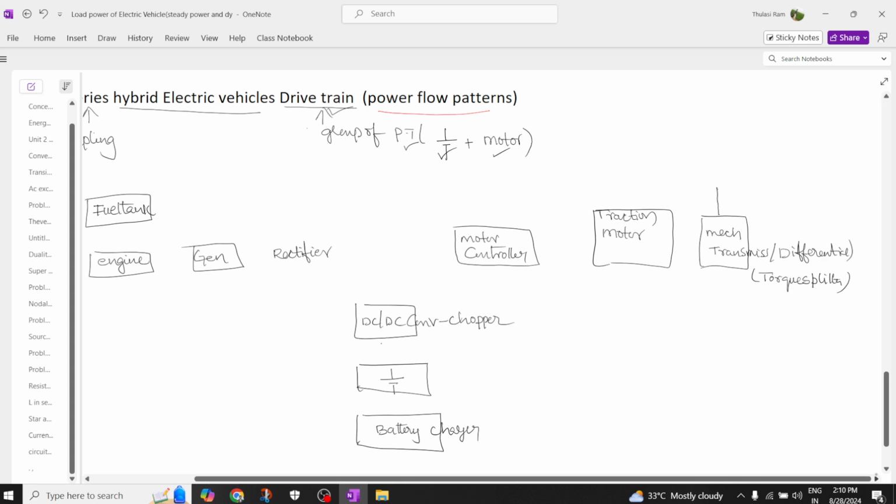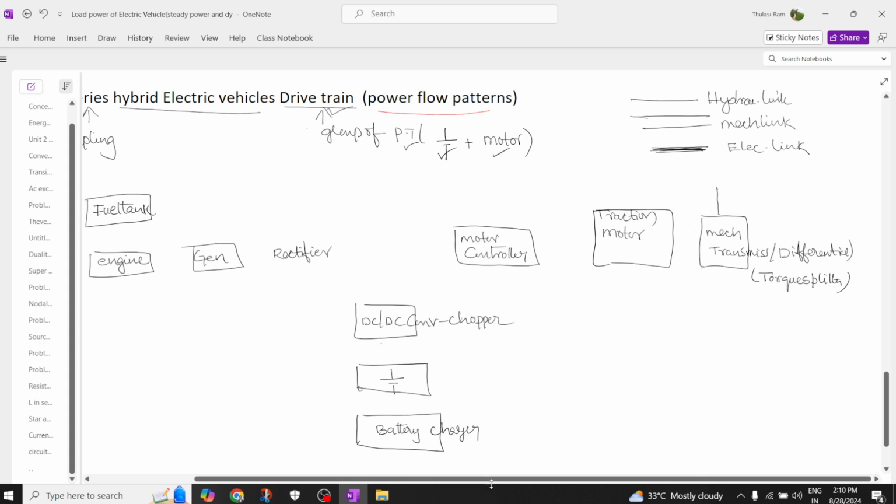Okay, so now let's try to give the connections. We already discussed these types of hybrid electric vehicle. So there exists a link between the fuel tank and the engine, which is called a hydraulic link. A single line we are going to call a hydraulic link. If you have a double line, then it is called a mechanical link. If you have a thick line, then we are going to call it an electrical link.